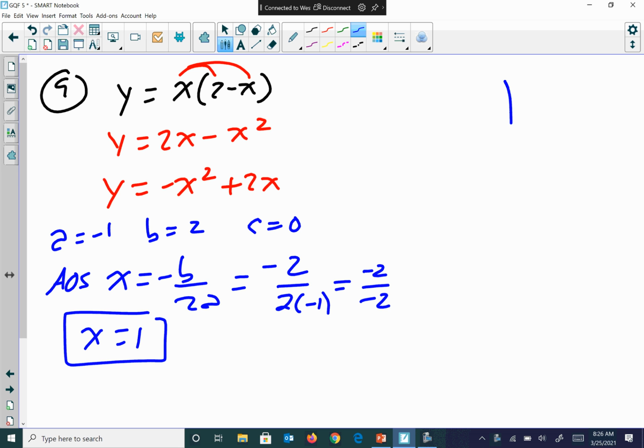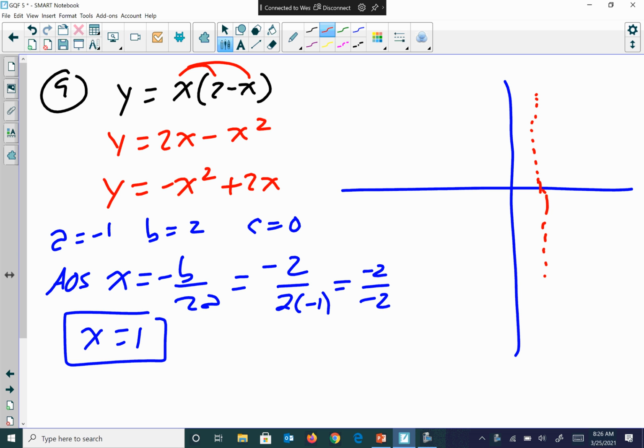So I'm going to do a really bad rendition of a graph, but hopefully forgive me. Okay, so that's that. I can find my vertex because I know that is going to be here. And then I take 1, and I can plug it back in here. So I'm going to get 1, 2 minus 1, 1 and 1. 1 times 1 is 1. Oh, 1 comma 1. Sweet.